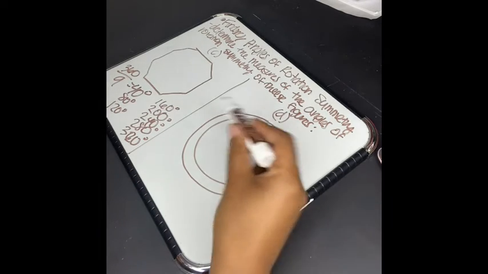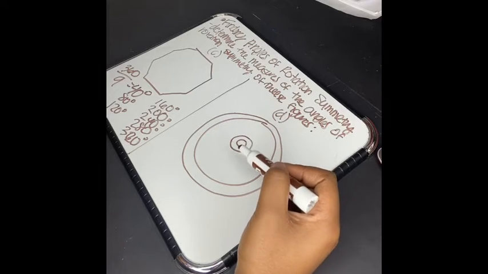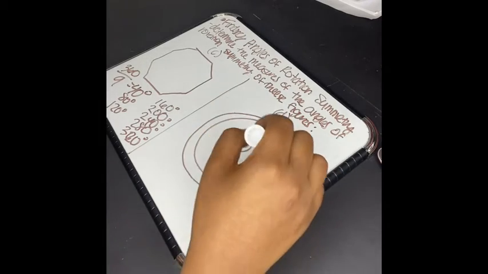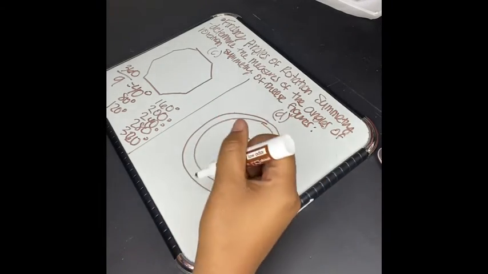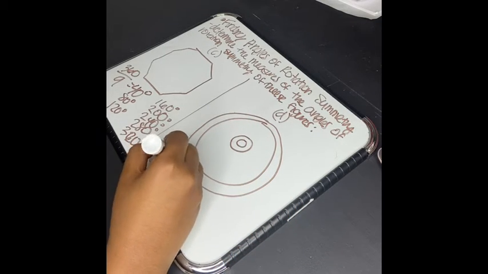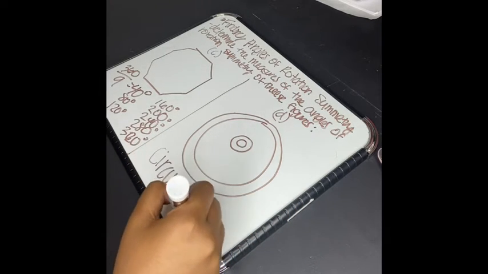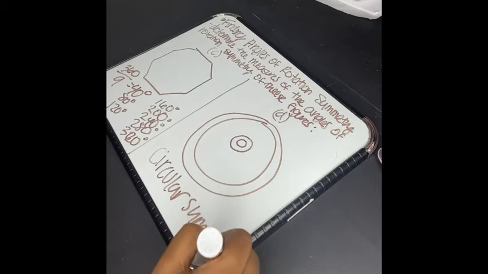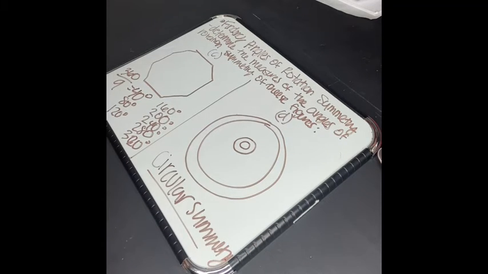So now we have a circular figure. And we already mentioned before, if you turn a figure and it just turns right back into itself, that is called circular symmetry. So this right here will just simply be circular symmetry.